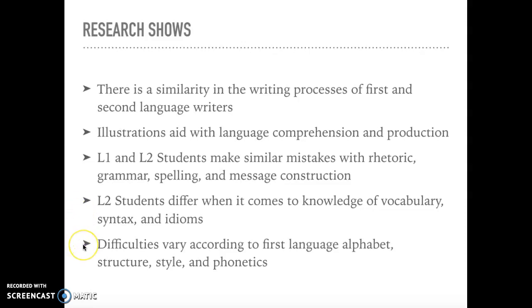But difficulties do vary according to their first language alphabet, whether it is similar or different than ours. Structure of their language, it could even be from right to left. So now they're learning to write from left to right or read from left to right. Style, a lot of our writing is very direct, whereas a lot of other languages use more of a narrative structure when it comes to composing essays. And phonetics, how the language sounds.